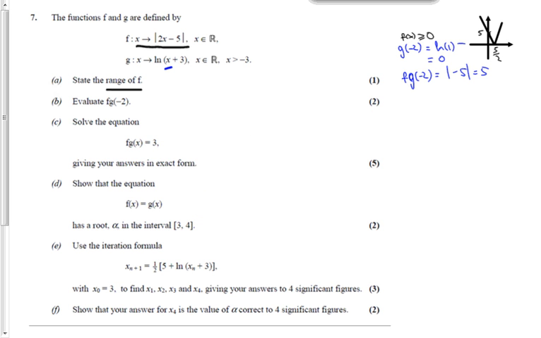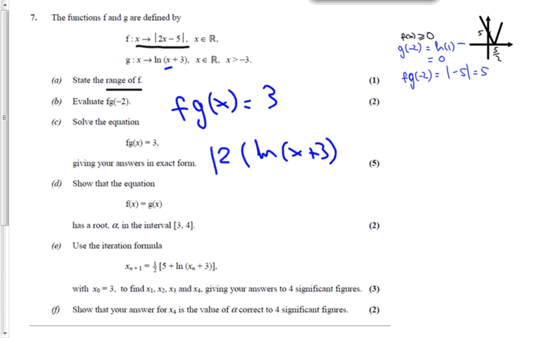Very good. So f g of x, f of g of x, let me just do this a bit neater. F g of x is equal to 3. What does that mean? It means that the modulus of 2 bracket, where I see x, I put the function g, f of g of x. So it's the modulus of 2 bracket the natural log of x plus 3, minus 5.